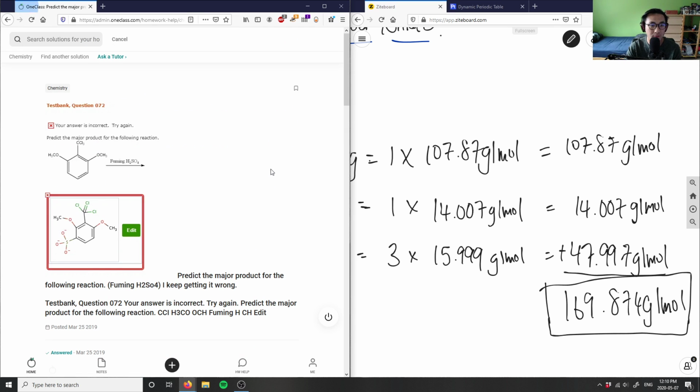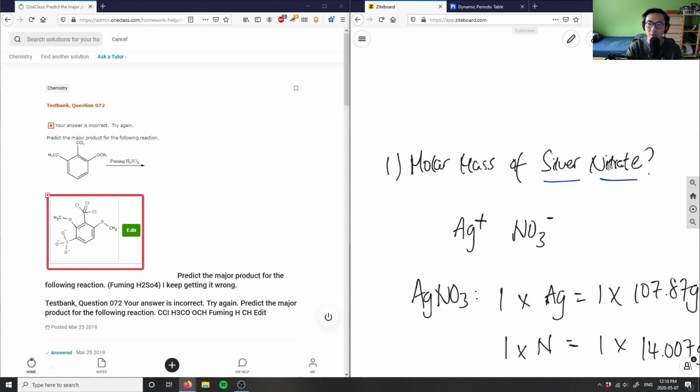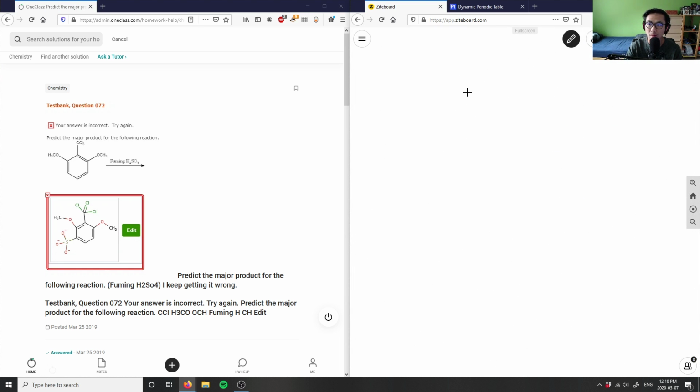Good analysis here. All right, so this is an organic chemistry question, number 2. It's asking us, predict the major product for the following reaction, fuming H2SO4. I keep getting it wrong. Test bank question 072, your answer is incorrect. Okay, so it's basically predict, right? So basically I care about this guy here. So I have his benzene. There we go.